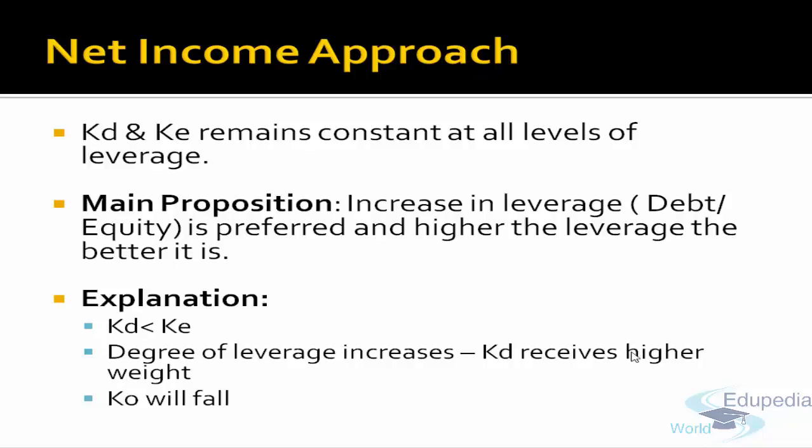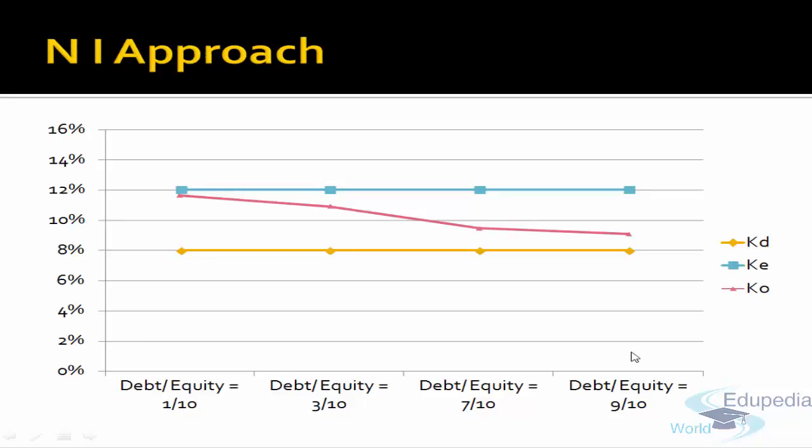To discuss further, the net income approach can be explained graphically as follows. As the debt equity ratio increases, the Ko, the overall cost of capital, reduces. The Ko will never be equal to the cost of debt because it is practically not possible that the company is completely funded through debt, with 100% debt and no owner's capital. So the Ko line will never touch the cost of debt. The cost of debt and cost of equity will remain constant, and as the company is more leveraged and the debt equity ratio rises, the cost of capital reduces.